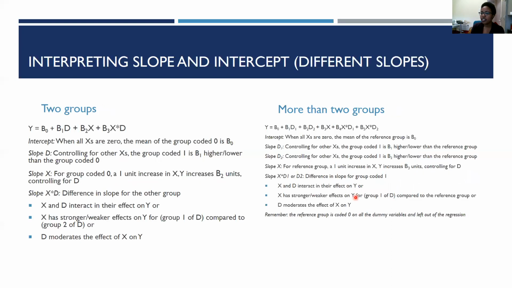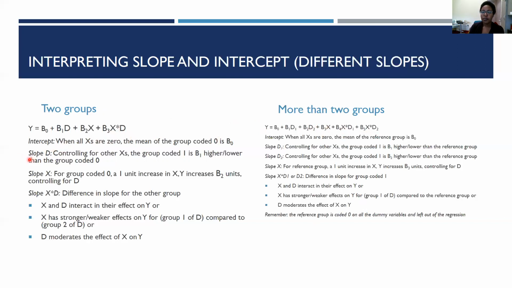All right, so before I get to the example, let me talk through interpreting the slope and the intercepts when you have an interaction term or when you're doing moderation. Those are two ways to say the exact same thing. Most of this is going to be exactly the same as we've been doing, and this is in the steps and data analysis handout that you have. So first thing, when you interpret that intercept, when all the x's are 0, the mean of the reference group is the intercept. And that's going to be the same no matter how many dummy variables you have in your model.